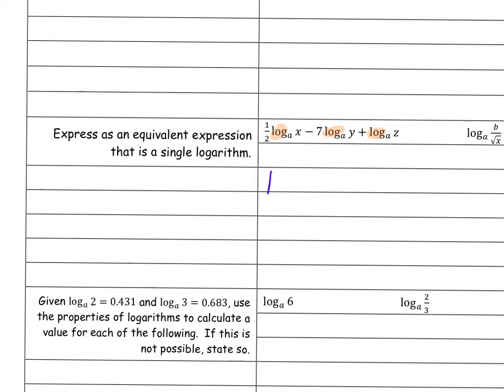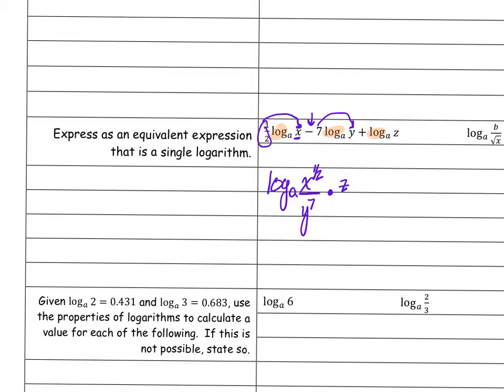So I know that I'm going to have a log base A. Okay? And here we go. I have x, and there's a number in front. So this number is going to go as the exponent. So it's x to the 1/2. And it's a minus sign, so minus means divide, by this number goes y to the 7th, and then it's a plus, so that's times z.